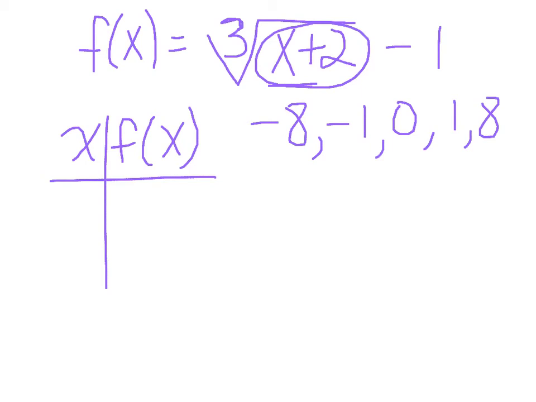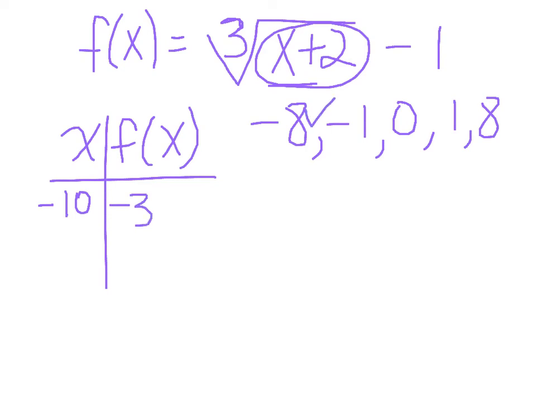If I start with negative 8, I'm going to need to plug in a negative 10, because when I add 2 to negative 10, I get that negative 8. I cannot subtract 1 before I take the cube root. Taking the cube root is an exponent, and exponents come before that subtraction that's outside of the radical. So the cube root of negative 8 is negative 2. Negative 2 minus 1 is negative 3. That takes care of this one.